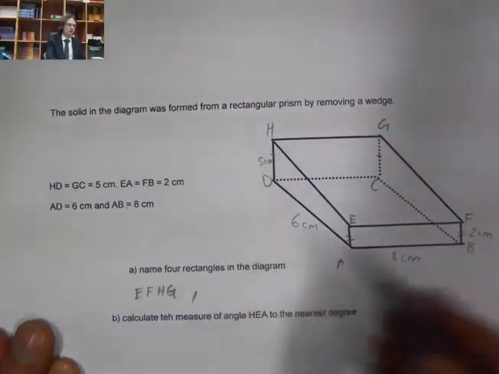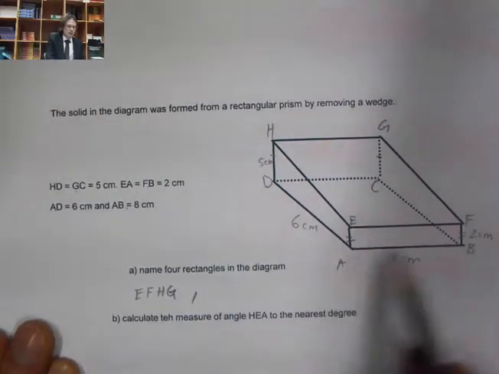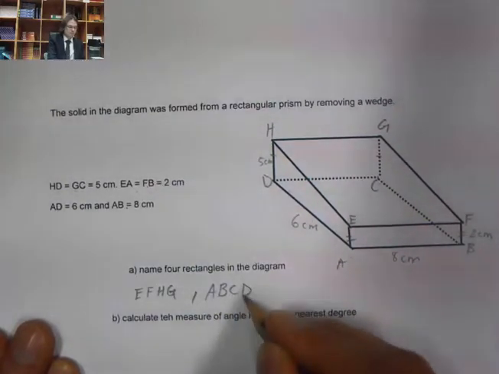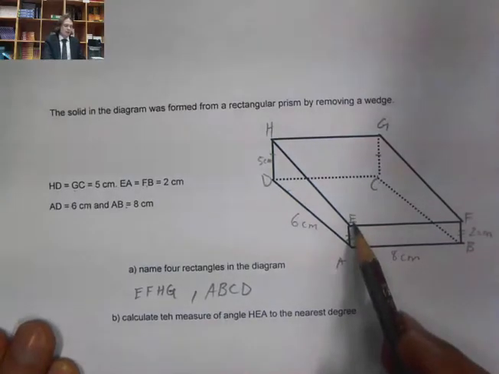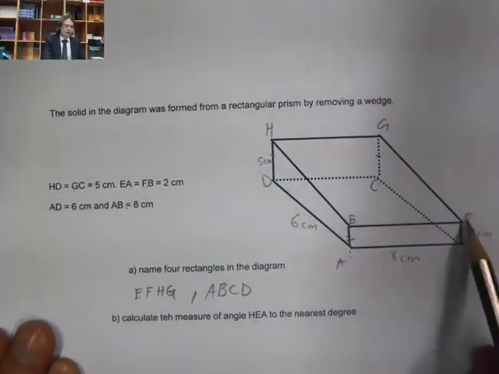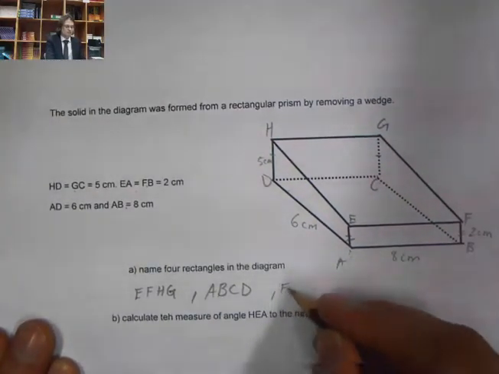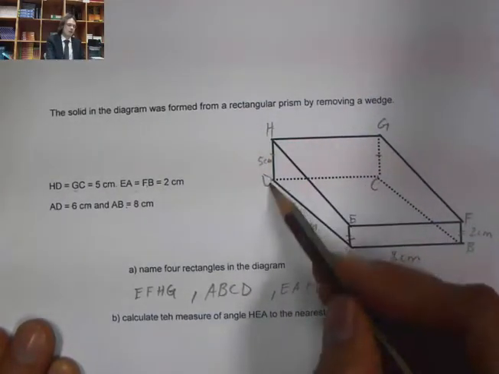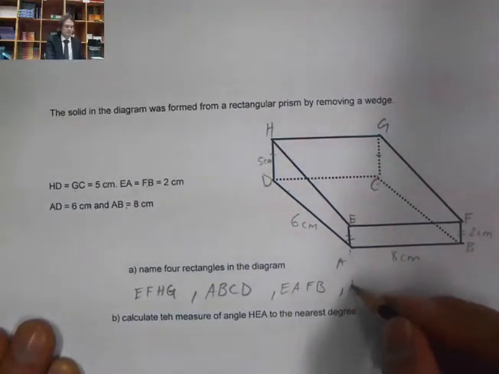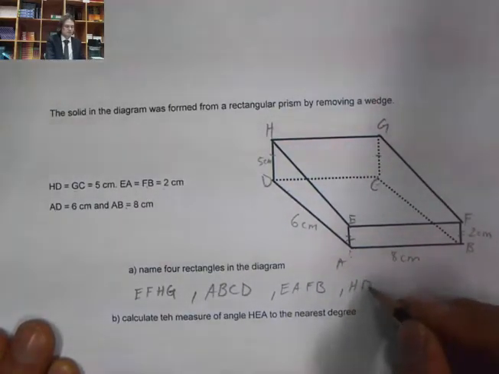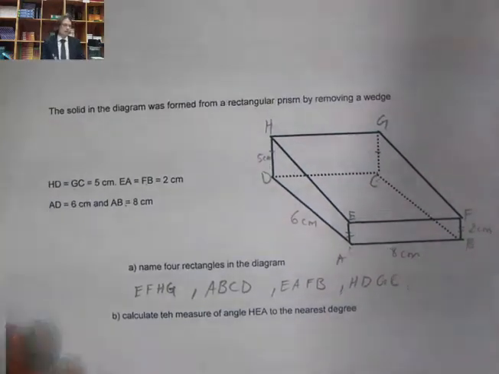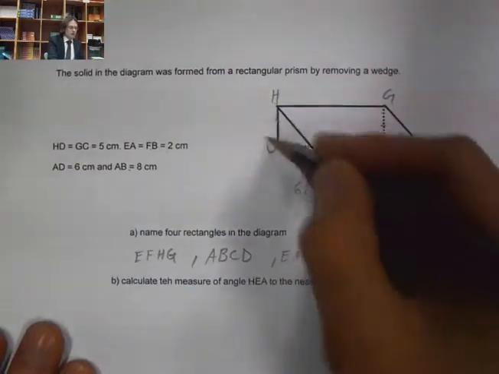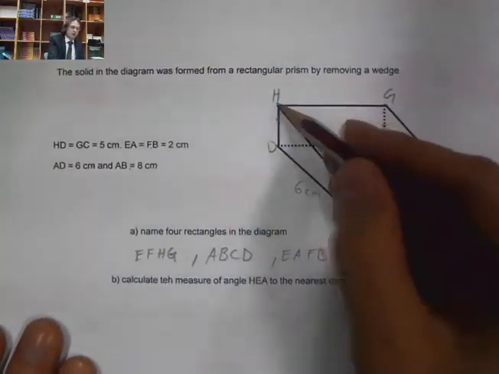Okay, there's one. I also have on the bottom A, B, C, D. Okay, and I also have right here EA and FB. And at the back I have HD, GC. Okay, so now it wants us to find the angle of HEA. So we want HEA.